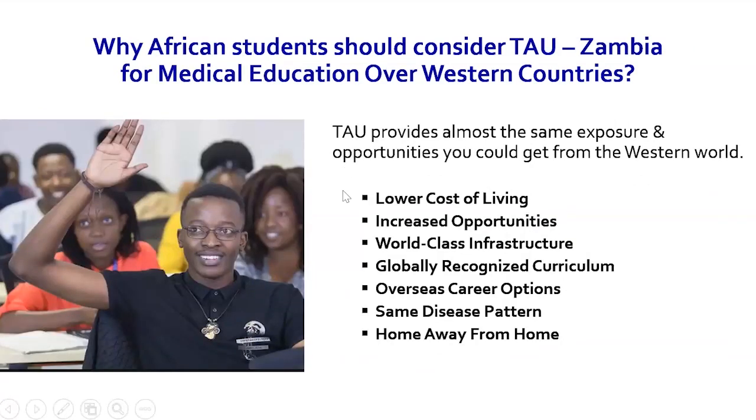So it is all about why African students should choose Texila American University, which is located in Zambia, for medical education over Western countries. See, Mr. Arun, as I said in the beginning, if they choose to go to Western countries, first of all, they have to write an entrance exam. And another thing, the tuition fee is too high compared with Texila in Zambia. And also the living expense in those countries is comparatively high. So what is your thought about this?